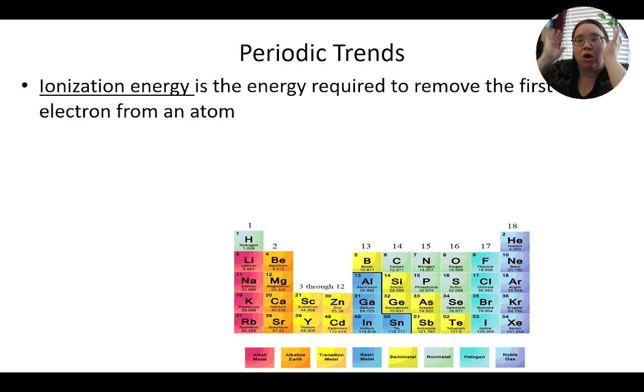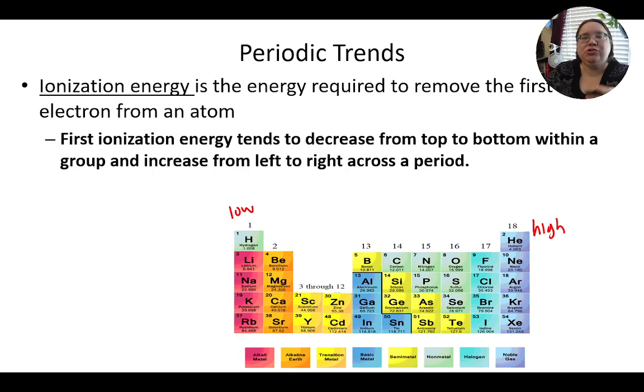Thinking about what we already know, noble gases are stable, so they're not going to want to give up electrons. They're going to fight really, really hard. They're going to have a very high ionization energy. Our nonmetals, they're stealing electrons, so they're not going to want to give them up. They're going to have fairly high ionization energies. My metals, on the other hand, they're giving the electrons away. It's going to be really easy to go up and steal one of their electrons. Therefore, they have low ionization energy.